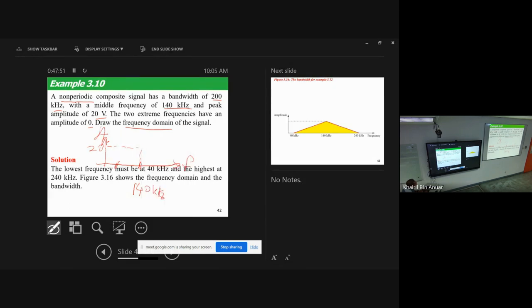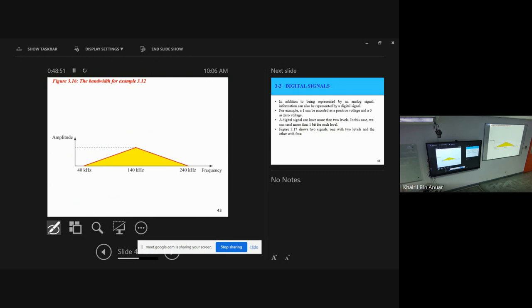Now you need to identify the lowest point and the highest point. Since you say that you have 200 kilohertz of bandwidth, meaning that between here and here is 200 kilohertz. So going back, if it's in the middle, 140 minus 100 here should be 40. So this is at 40 kilohertz, and this would be at 240 kilohertz. Here you say that it starts from zero, and here also zero, so you draw from here to here. Then what I can suggest is that you shade it to represent that this is a non-periodic signal. So you will get something like this with respect to that question.